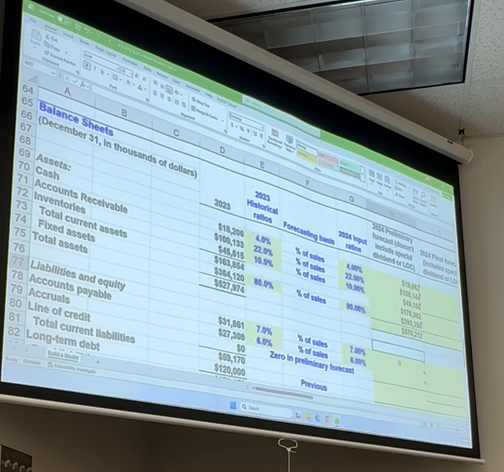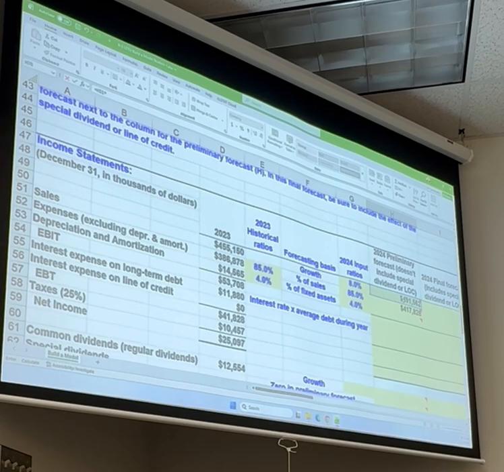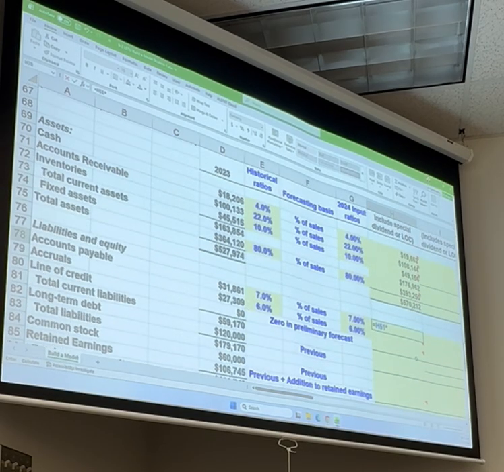All right, so accounts payable is equal to projected sales times our percentage. Okay. The same is true for our accruals because we would expect both of those to go up. All right, so our line of credit is going to be 0. Okay, just put in a 0. So our total current liabilities is equal to this plus this.